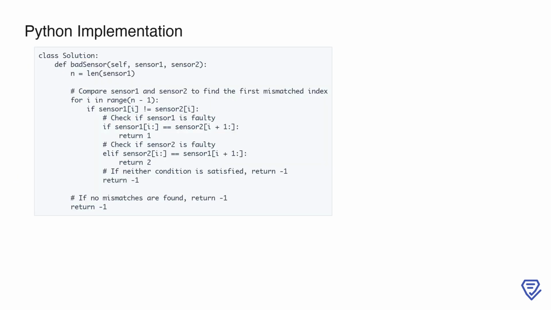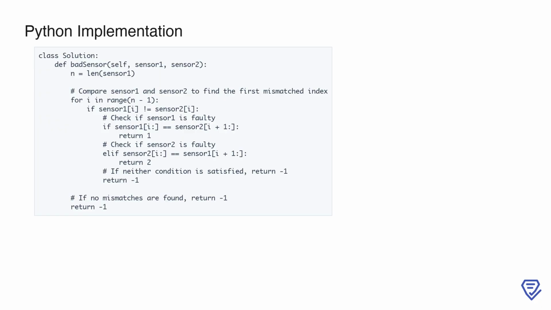This code solves the problem of identifying which sensor is faulty when discrepancies arise between two sensors' readings. The bad sensor method takes two lists, sensor 1 and sensor 2, representing the readings from two sensors. The goal is to determine if one of them is faulty, and if so, which one. The function first determines the length of the readings. It then iterates through the lists to locate the first mismatch between sensor 1 and sensor 2.